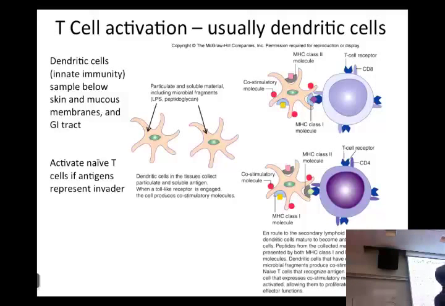Now, I just want to point out something that maybe seems like a subtlety, but is actually important. What do you notice about this picture on the right? There's our dendritic cell, and how many different kinds of MHC baskets do you see?